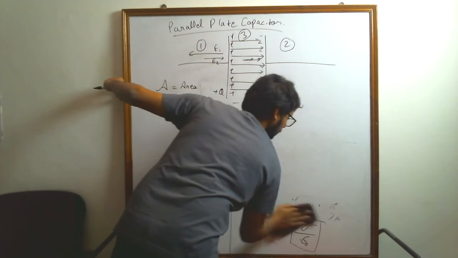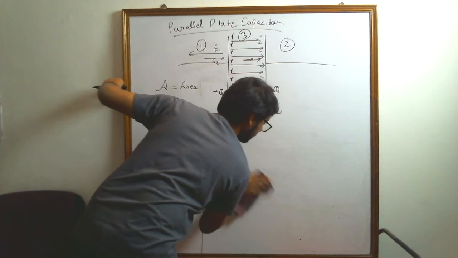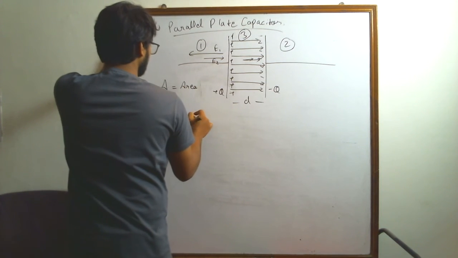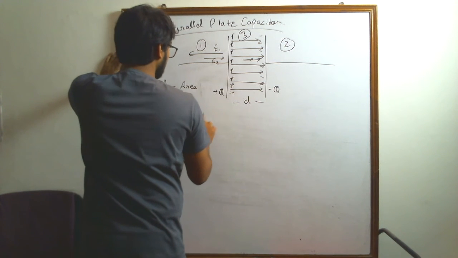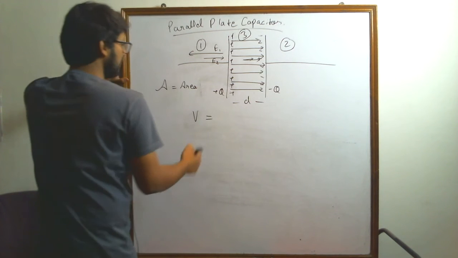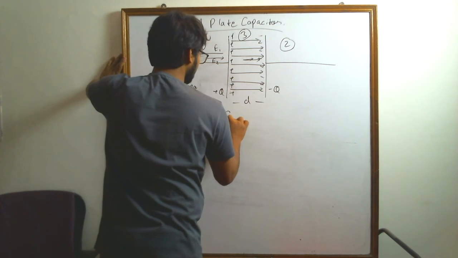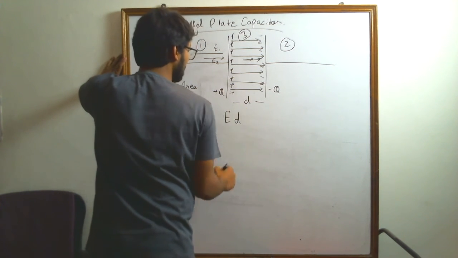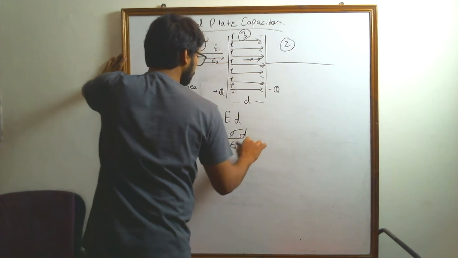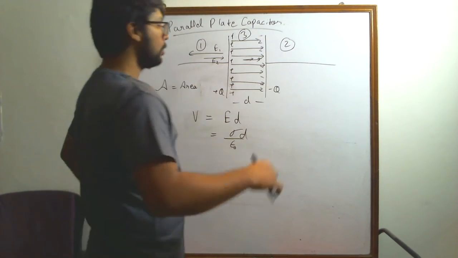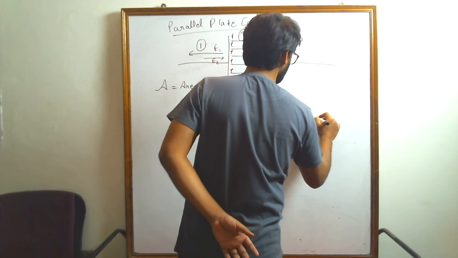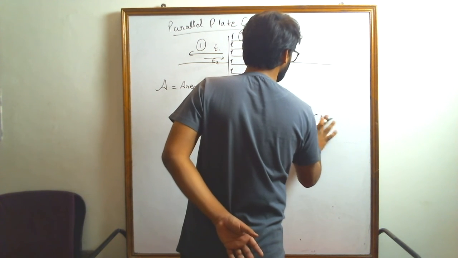Once we have that, let's quickly find out the capacitance of this capacitor. For capacitance, I need to first find the potential. Potential is essentially electric field times the distance d, which gives me sigma upon epsilon naught times d. Now in all of this I haven't told you what sigma is, so my apologies. Sigma is essentially the surface charge density.